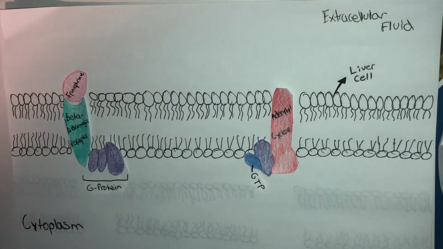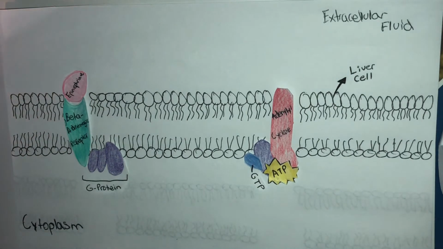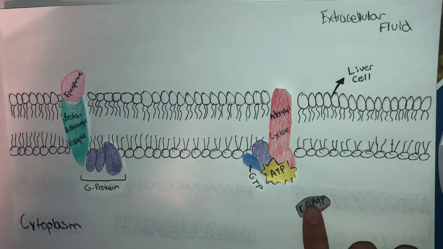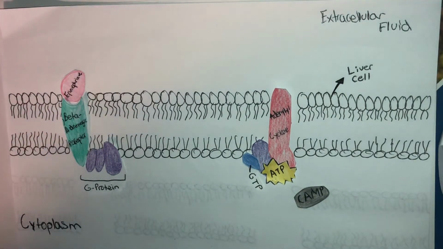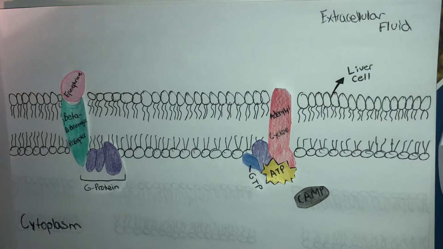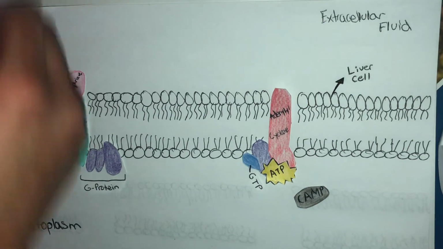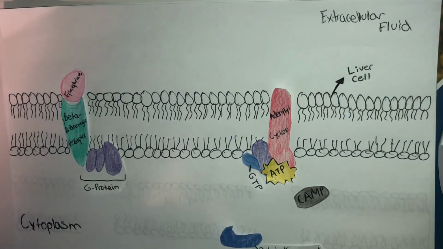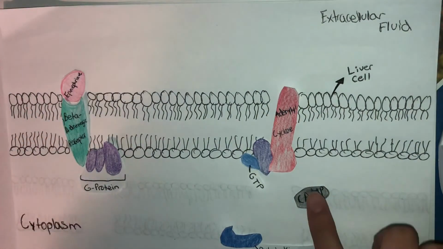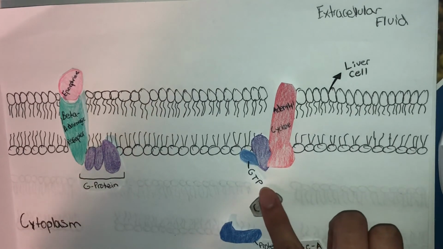Once the G protein subunit attaches to adenylyl cyclase, it's going to activate the enzyme, and it's going to catalyze the formation of cAMP from ATP. cAMP is also known as cyclic AMP, and it's going to be a second messenger to the cell. That's because cAMP carries the message of the first messenger, which is epinephrine, into the cell. cAMP is then going to bind to and activate protein kinase.